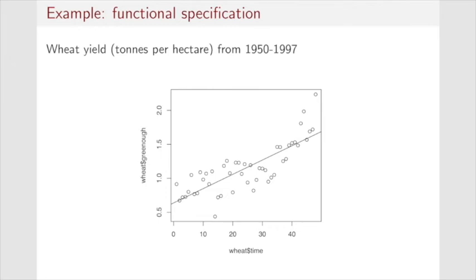Let's check an example here. This is the scatter plot for the wheat yield from 1950 to 1997. The line here is the fitted value from the linear regression model. Overall, this line captures the trend of the observations. Some observations are higher than the fitted value, and some are lower than the fitted value. So we have a positive residual here and a negative residual here.